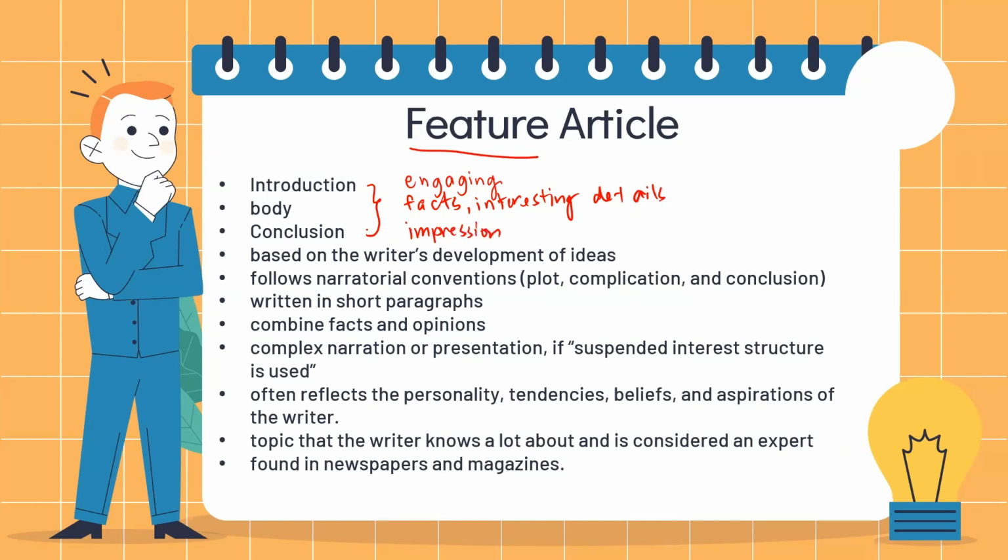Also, a feature article is based on the writer's development of ideas, and this development of ideas differs in logical arrangement. It can be problem solution, it can be narrative, it can be contrasting, and anything at all. This one follows a narratorial convention. There is a plot, there is a complication, and conclusion. Narratorial is from the root word narrative or narrate. And when we say narrate, we mean to say telling a story.